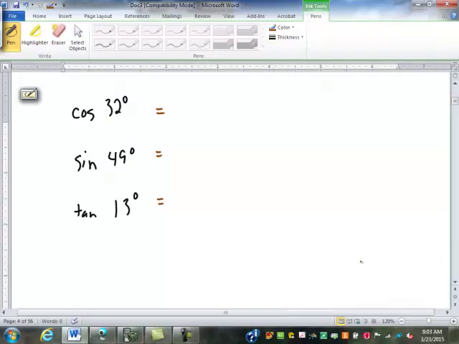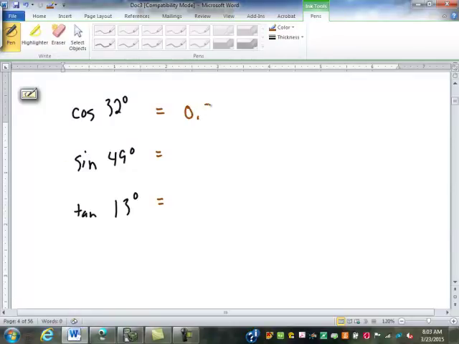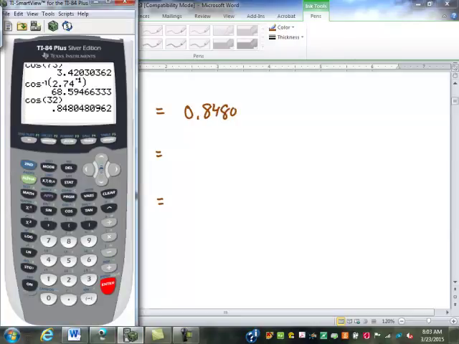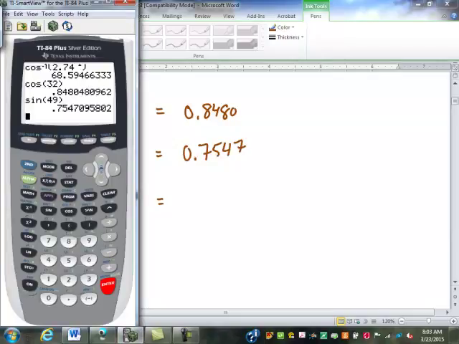So these are just a quick button push. Cosine of 32, you just hit cosine 32. Good form is to close your parentheses. 0.8480. Sine of 49, again, just sine 49 and close that parentheses just to be safe. 0.7547. And tangent of 13. Tangent 13, close it up. 0.2309.